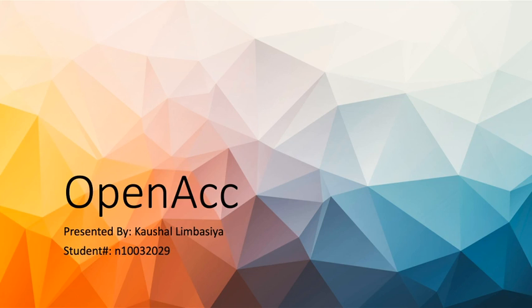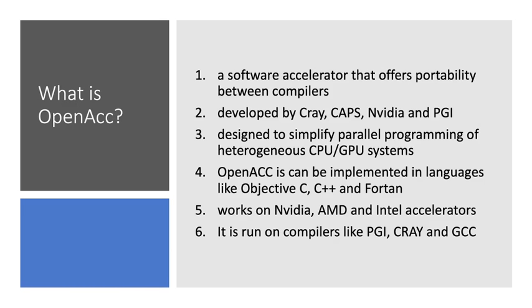So, what is ACC? ACC is a software accelerator that offers portability between the compilers. It was first developed by Cray, CAPS, NVIDIA, and PGI. It is designed to simplify parallel programming on heterogeneous CPU and GPU systems. OpenACC can be implemented in languages like Objective-C, C++, and Fortran. It works with different accelerators like NVIDIA, AMD, and Intel. There are also compilers like PGI, CRAY, and GCC that run OpenACC.